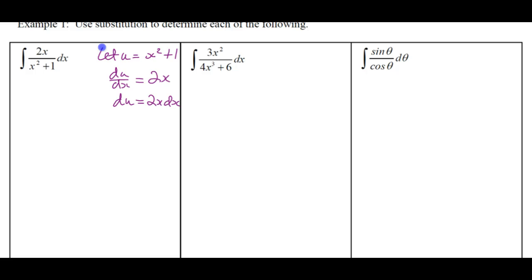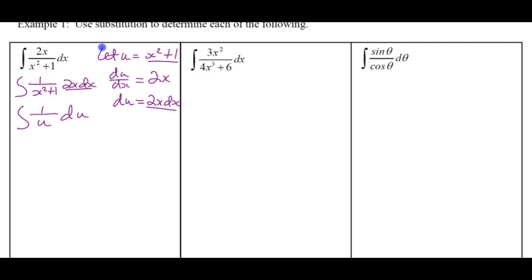So if we wanted to, we could rewrite this and say, well, it's the integral of 1 over x squared plus 1, times 2x dx. Look, 2x dx. But x squared plus 1, well, that's u. So this becomes the integral of 1 over u du. All right, now that's easy, right? What's the integral of 1 over u du? Ln u, with absolute value symbols around.